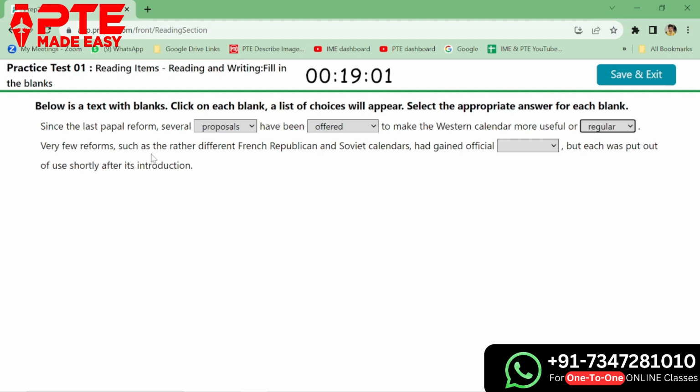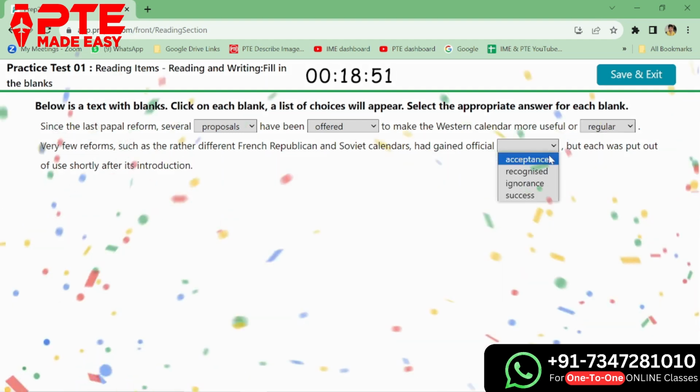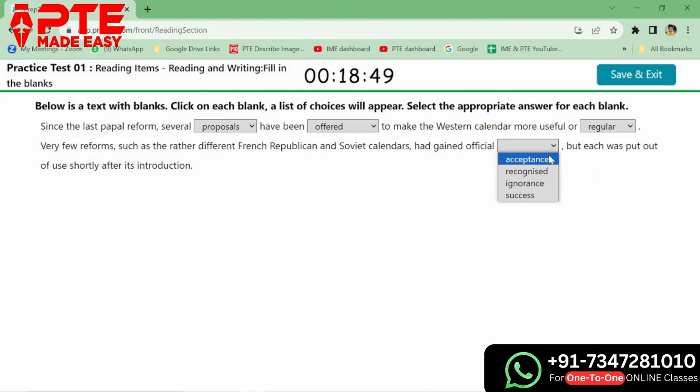Next: very few reforms, such as the rather different French Republican and Soviet calendars, had gained official dash. Official what? Official acceptance. We need a noun here because official is an adjective. Official ignorance cannot be the answer, and official success cannot be the answer either. Simply read it thoroughly, fill in the blank with the suitable option, and check whether the meaning makes sense. That's what you need to do, and you will never face any problem in reading and writing drop down blanks.